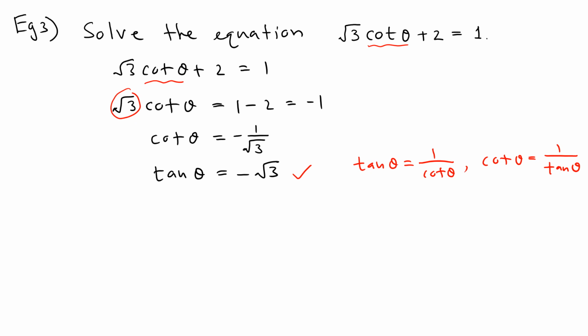So now we have tan, and from the ASTC, you can see it's a tan problem but with a negative sign. So that means tan negative has to be either in the second quadrant or the fourth quadrant.